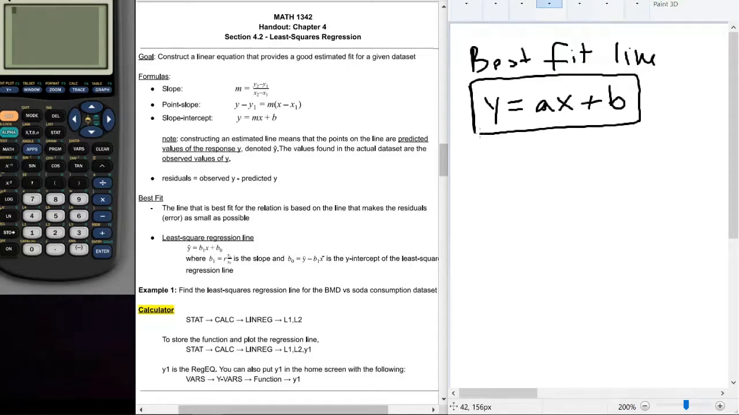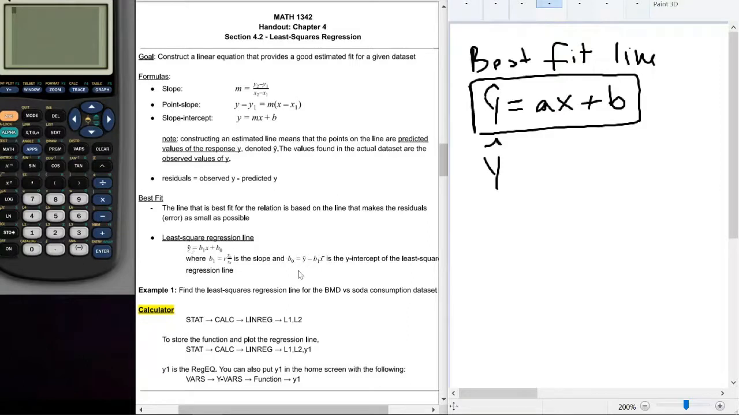Now again, because the points are going to be scattered, it's not going to be a perfect fit. So when it's not a perfect fit, we give this y a little symbol called y hat. If you see this symbol y hat right here, that's your best fit line. It's not a perfect line, it's a best fit line that tries to predict the behavior of the data set.